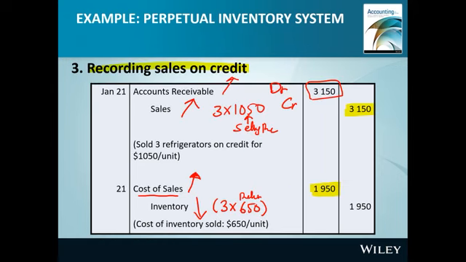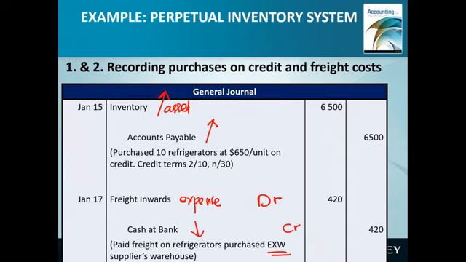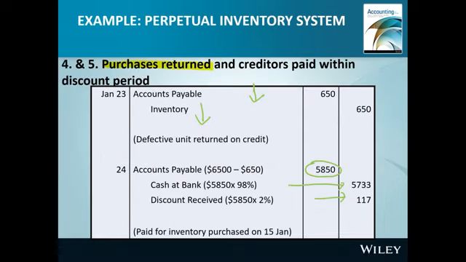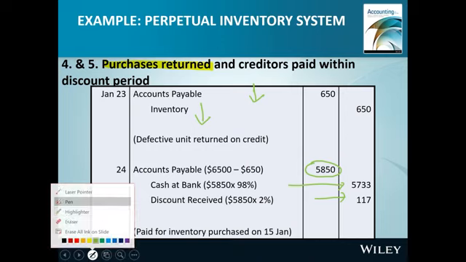Where did I get this account payable from? When we purchase this item, it cost us 6,500. This is our account payable when we purchase the item, 6,500.